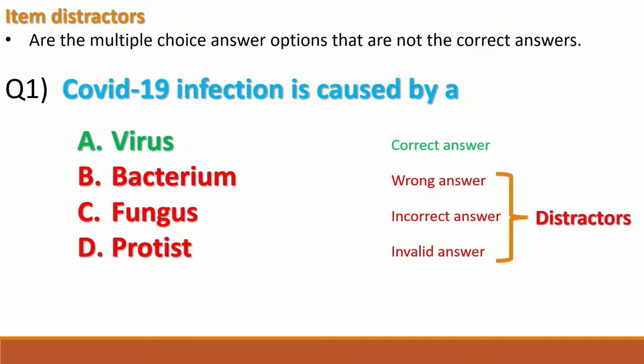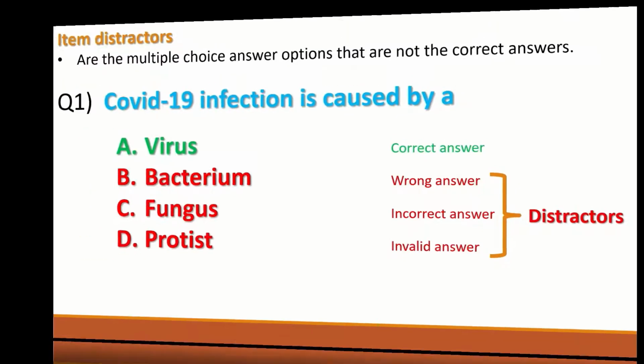So B, C, and D are called the distractors because they distract the student from selecting the correct answer, which is A, and attract them to select the wrong answer or answers, which is B or C or D.